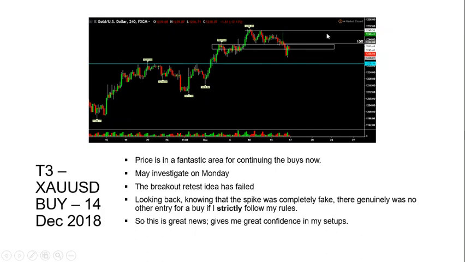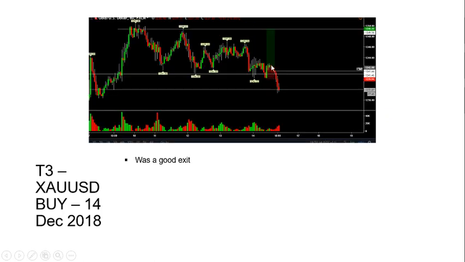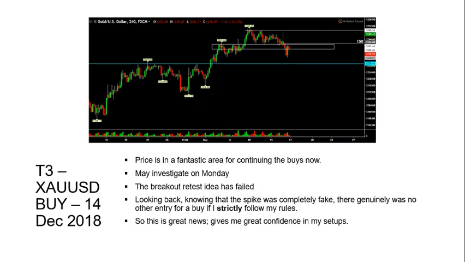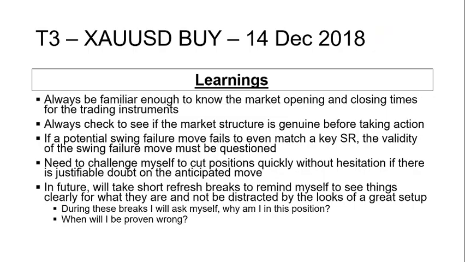So looking back, knowing that the spike was completely fake, I know that there was genuinely no other entry for a buy, regardless of how low the time frames I go to, right? Because I do that and it works for me. But regardless of how low I go down the time frames, there was no valid entry for a buy if I strictly followed my rules. So that was a good sign to see. It gives me great confidence in my setups to keep me away from the false signals, and that's something I've been working on recently, and my false signals have cut down a lot. So these were the learnings from this trade.